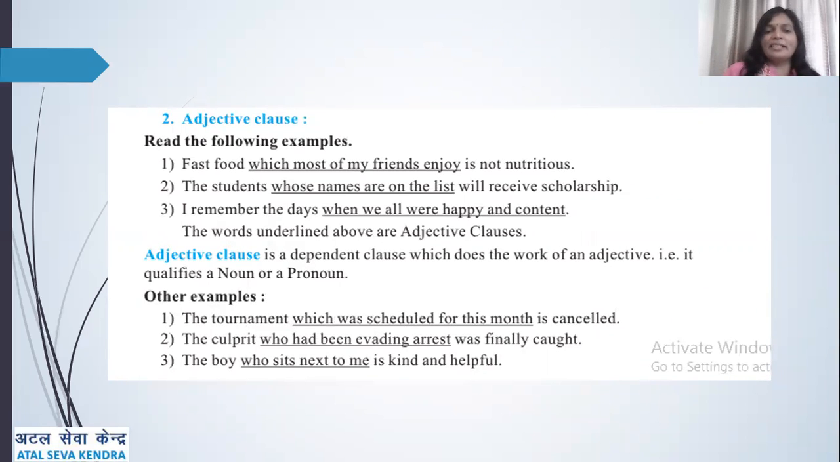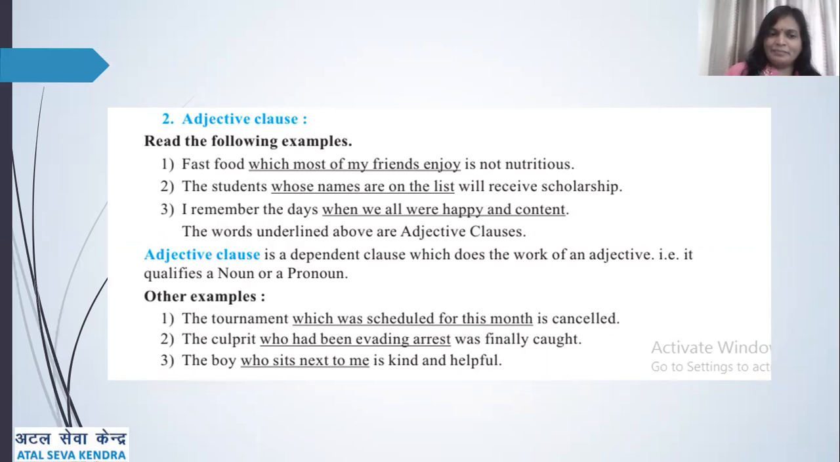Look at the words which are underlined. They are all groups of words which are telling you more about the noun, that is, doing the work of an adjective. So remember, an adjective clause is a dependent clause which does the work of an adjective, that is, it qualifies a noun or a pronoun.